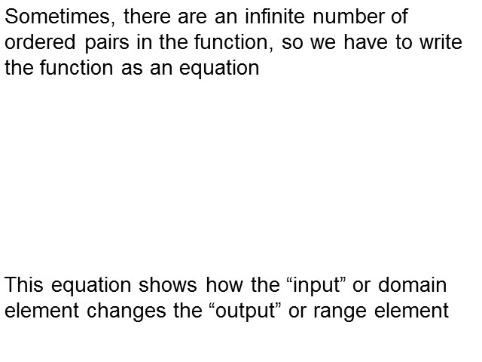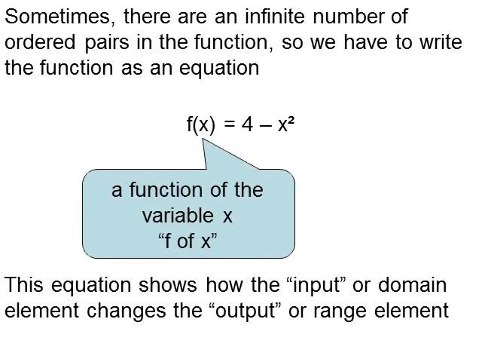Now sometimes the set of ordered pairs in the function is infinite, so we can't list them because there's an infinity of numbers. So sometimes we write them as an equation. This is what it would look like. The f tells you that it's a function, and then after it in parentheses is an x, which means that the input for this function is the variable x. And you read it like this: it's a function of the variable x, and you would say f of x equals 4 minus x squared. And that shows you how the inputs, the x, or the domain elements, are affected and how they create the output, or the range element, which is f of x.